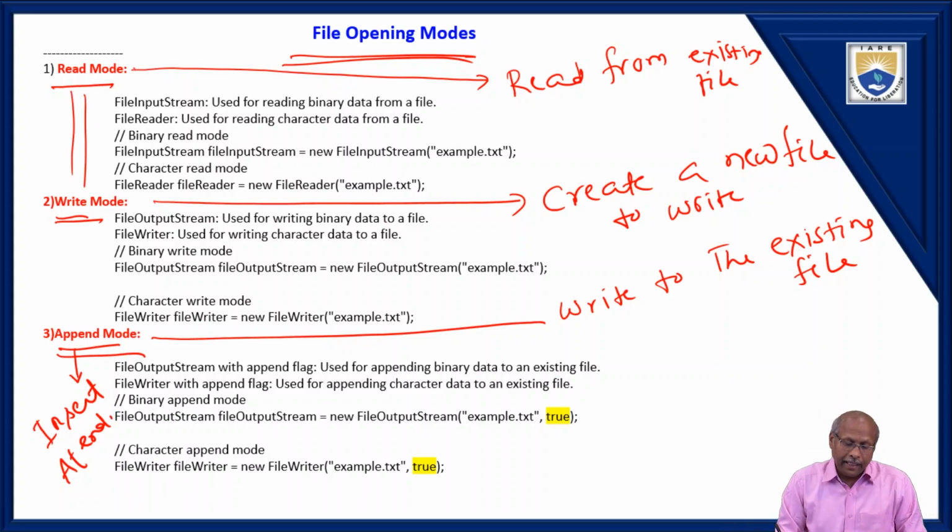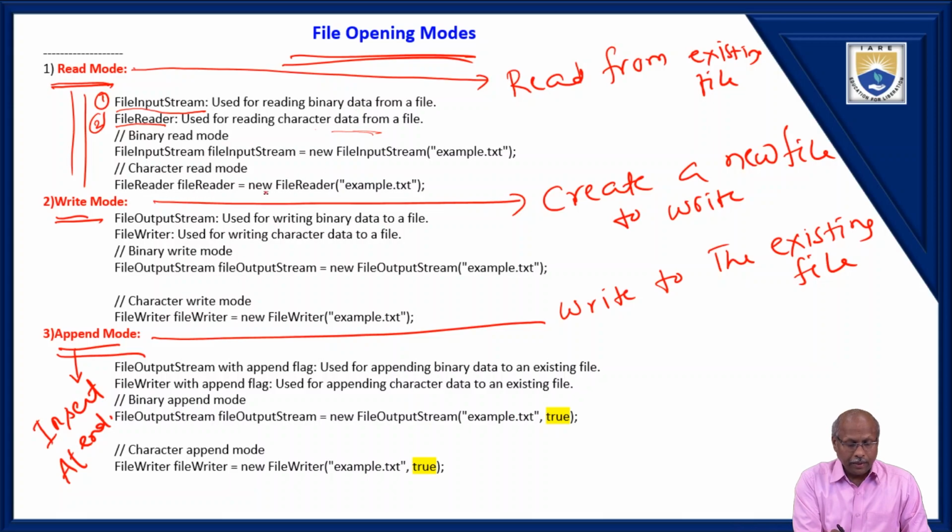For file handling, you can use either byte stream or character stream. For byte stream, for reading purpose, there are two classes. One is FileInputStream, which is basically for reading the data from the byte stream, and FileReader, which is useful to read character files, used for reading character data files.